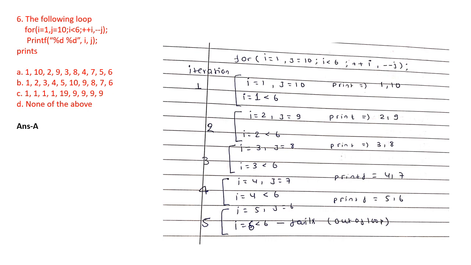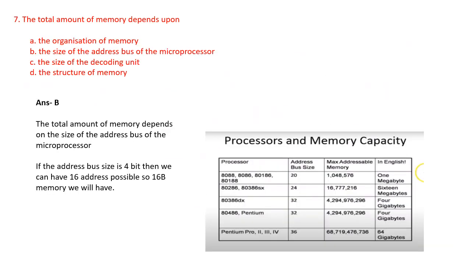Now move to the next question. The seventh question: the total amount of memory depends upon A, the organization of memory, B, the size of the address bus of the microprocessor, C, the size of the decoding unit, and D, the structure of memory. Here the answer will be B, the size of the address bus of the microprocessor. So the total amount of memory depends upon the size of the address bus. If the address bus size is 4 bits, then we can have 16 addresses possible, so we will have 16 bytes of memory.